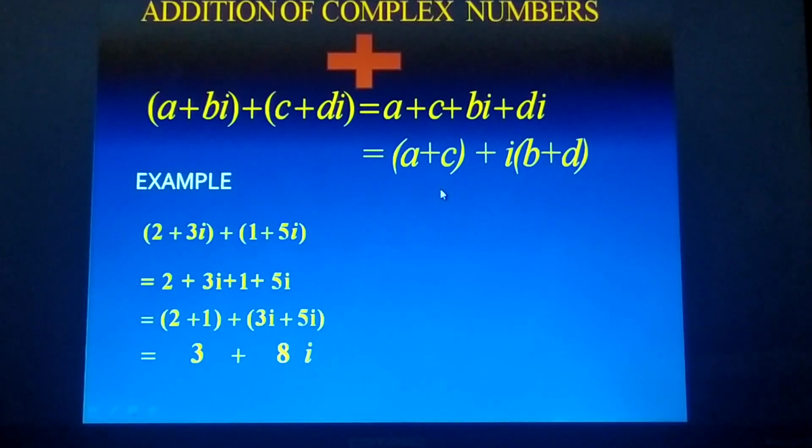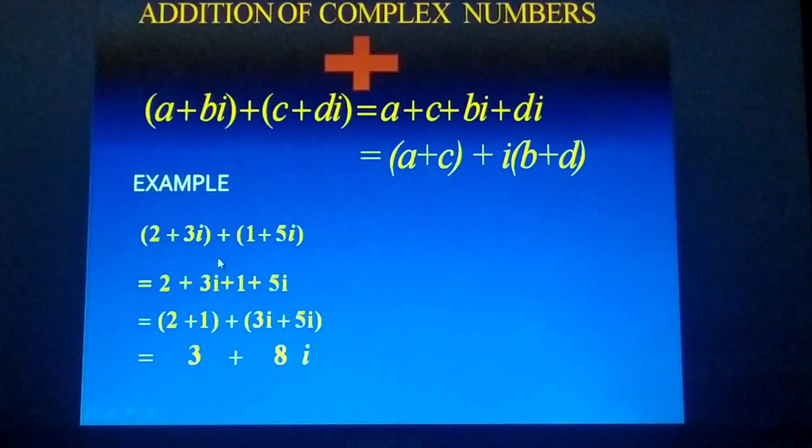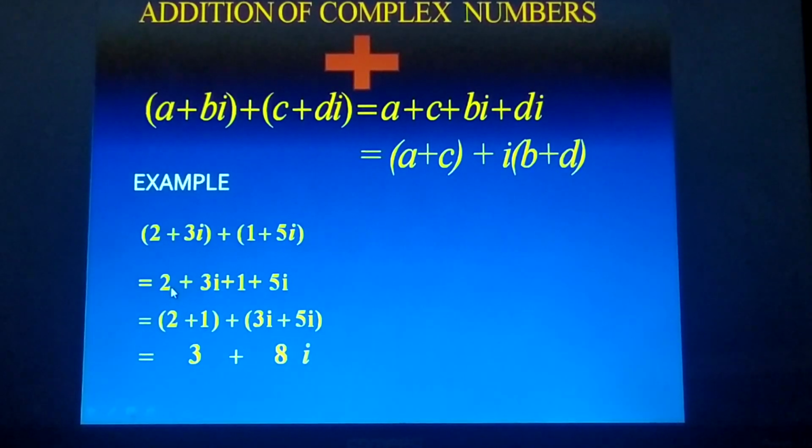Let's see one example: (2 + 3i) + (1 + 5i). First we open the bracket: 2 + 3i + 1 + 5i. Add the real numbers 2 + 1 and add the imaginary numbers 3i + 5i. 2 + 1 is 3, 3i + 5i is 8i.